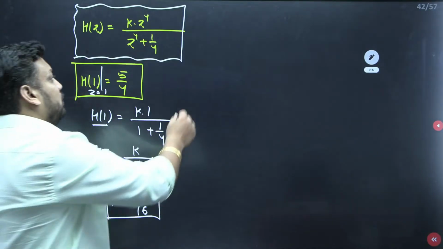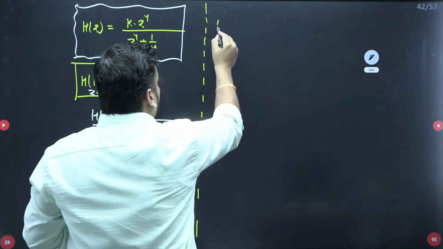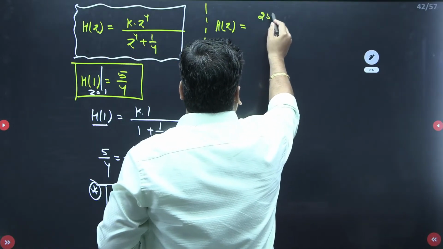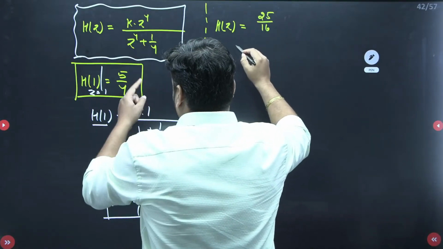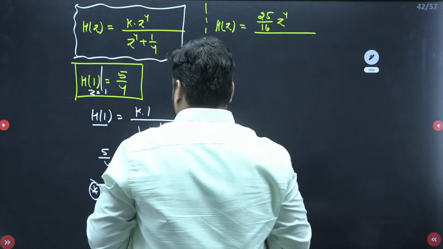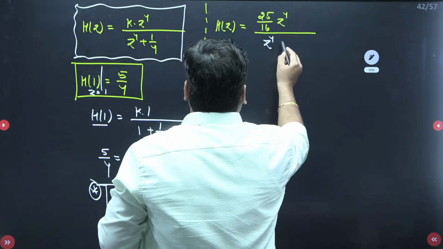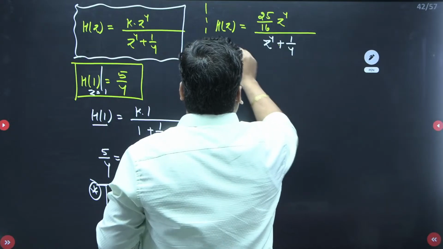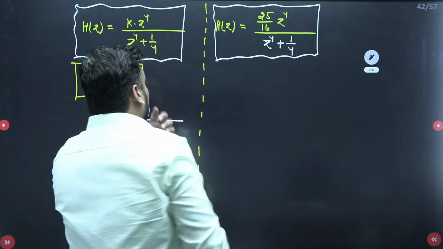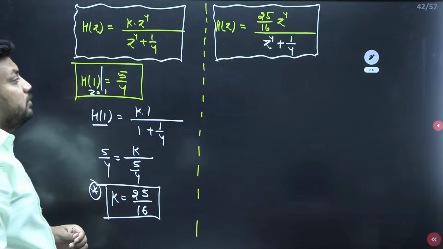So now your transfer function will look like this. My transfer function finally is nothing but k value 25 upon 16 into z⁴ upon z⁴ plus 1 by 4. All of you just reply fast. Is this crystal clear or not? 25 by 16 z⁴ upon z⁴ plus 1 by 4.